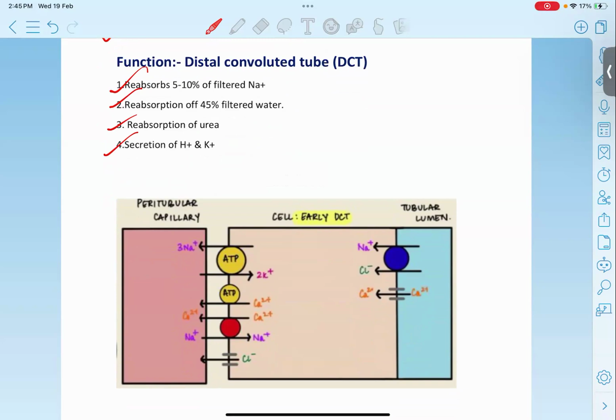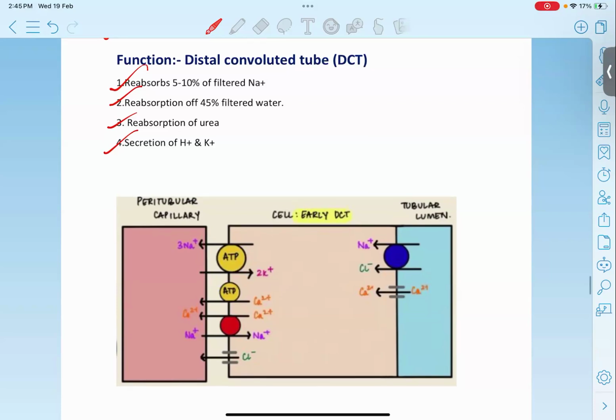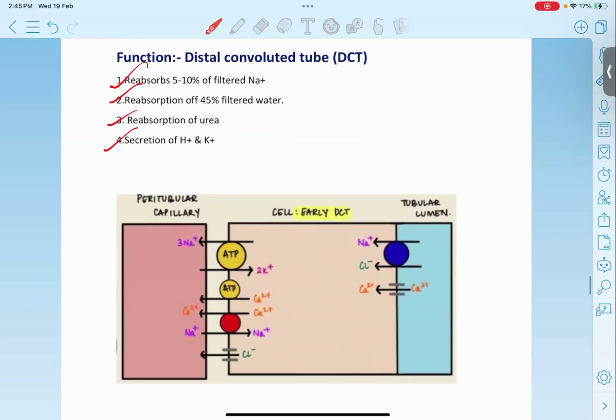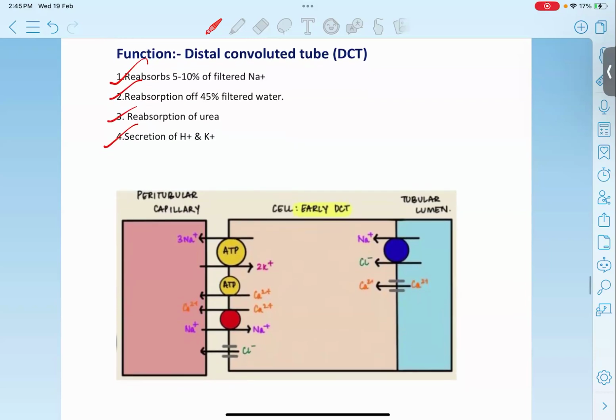Just a moment, guys. There has been a mistake, and the mistake is not 45%. Just a printing mistake. Please make sure you correct this. This is 15%, 1 5. 15% of filtered water.